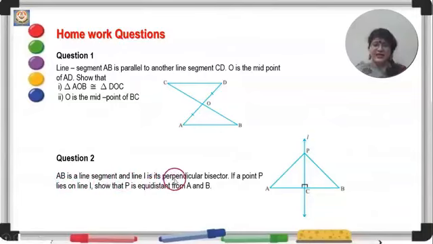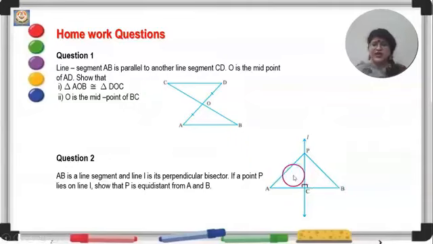That means you have to prove PA is congruent to PB. In this, you have to prove P is equidistant from A and B. So in order to do that, you have to prove PA congruent to PB. If you prove PA equal to PB, it means P is at equal distance from A and B. So it is very simple.